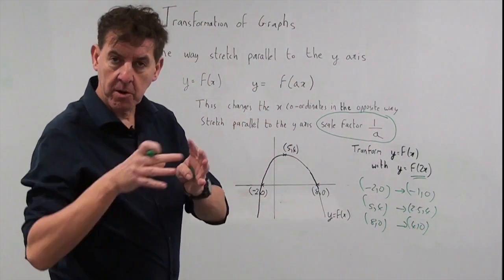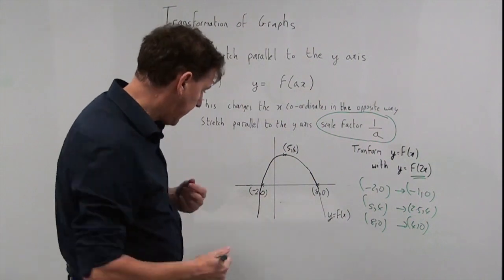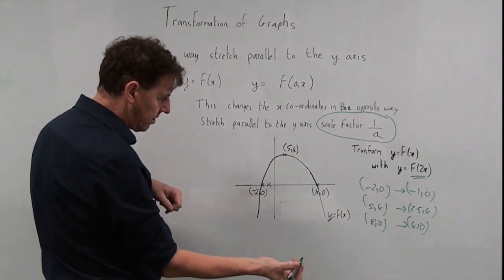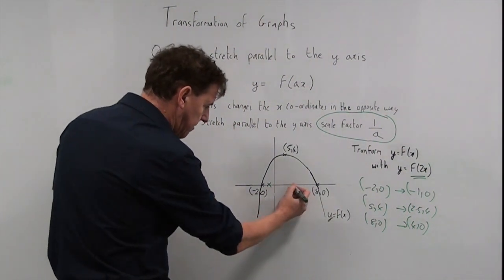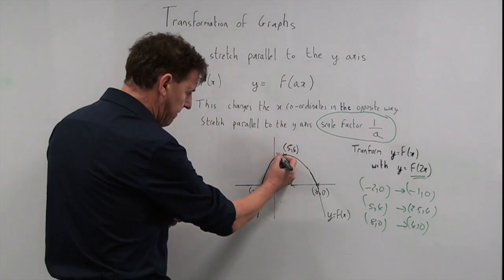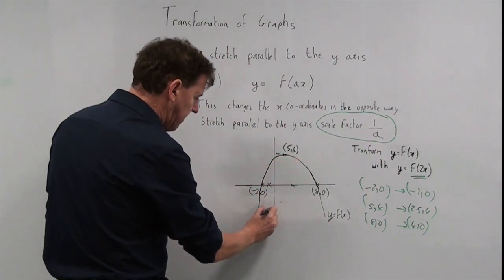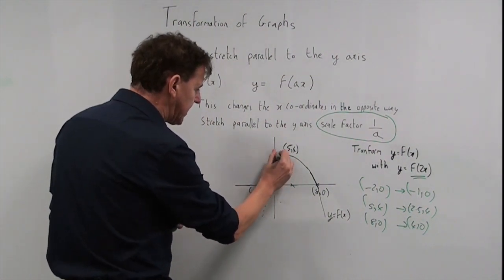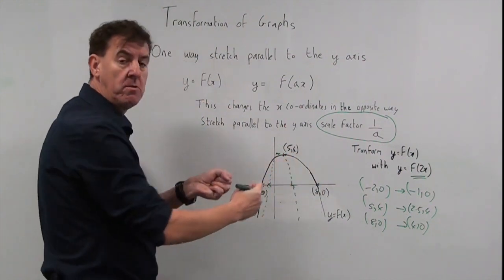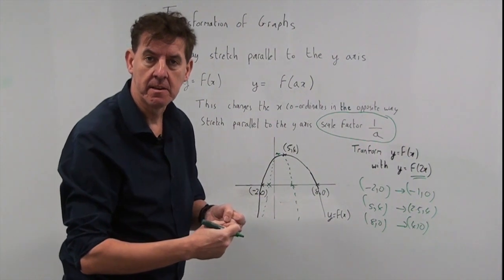All we need now to do is plot those coordinates and just see the effect that that has on the graph. So (-2, 0) has now moved to (-1, 0). (8, 0) has come into (4, 0). (5, 4) has gone to (2.5, 4). And you can see what's happened to that original graph as I'm just sketching this one. It's been pulled into the y-axis.